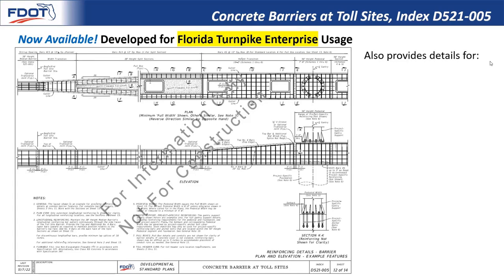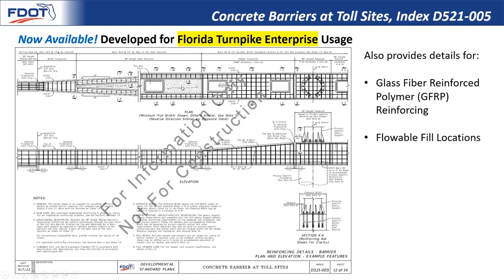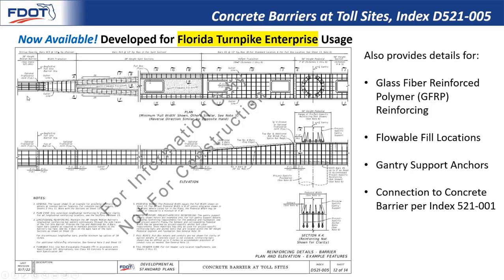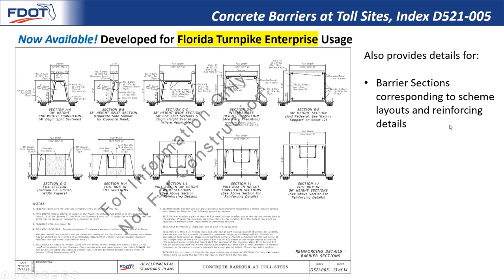And then really the main reason for developing this standard was to ensure that the correct reinforcing was used throughout all these barrier shapes. And so sheet 12 provides all of the reinforcing details or features shown throughout all of the schemes and layouts. And so details are provided for the GFRP reinforcing, the flowable fill locations, as you can see between the split sections, the gantry support anchors, which is basically the schematic location for the project specific design, and the reinforcing connection to the concrete median barrier as shown per index 521-001. That's shown on the left side of this detail. The standard also shows all the barrier sections corresponding to the scheme layouts and reinforcing details on the previous sheets. The GFRP bar bending details are then shown on sheet 14.